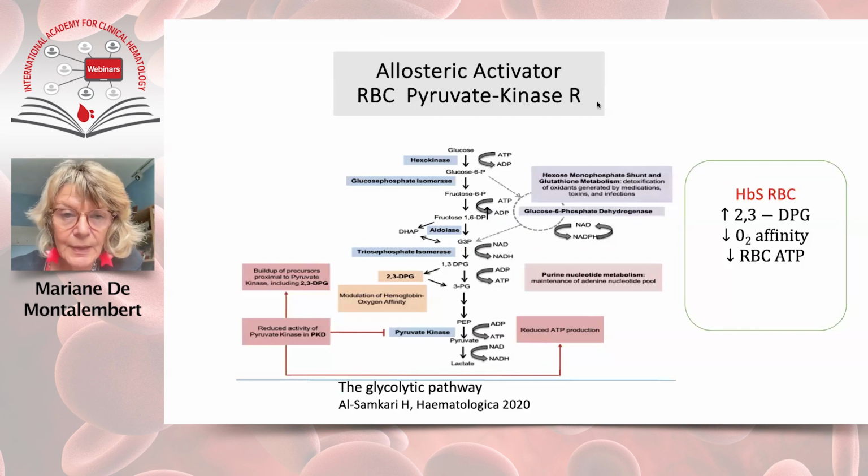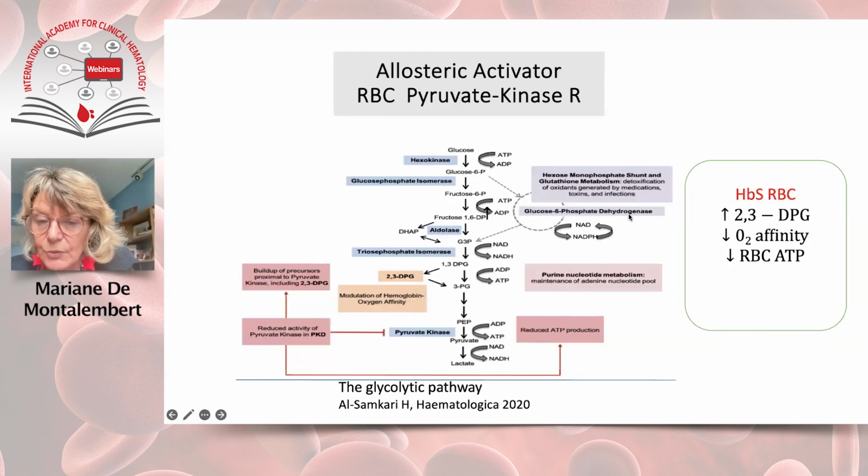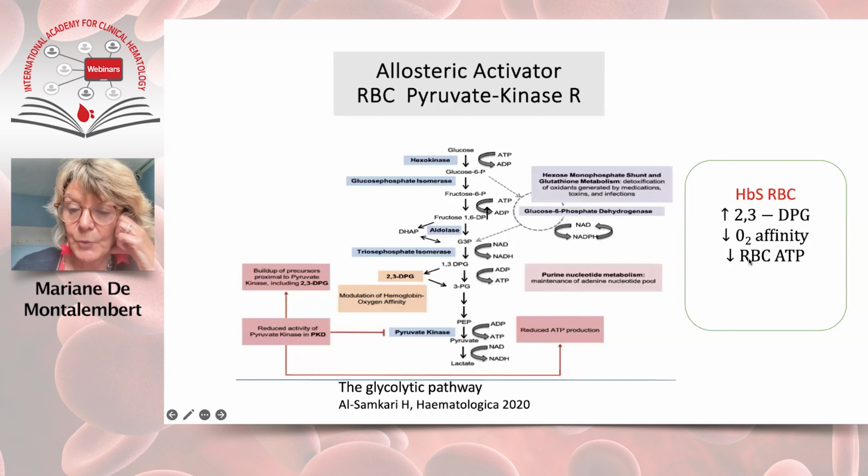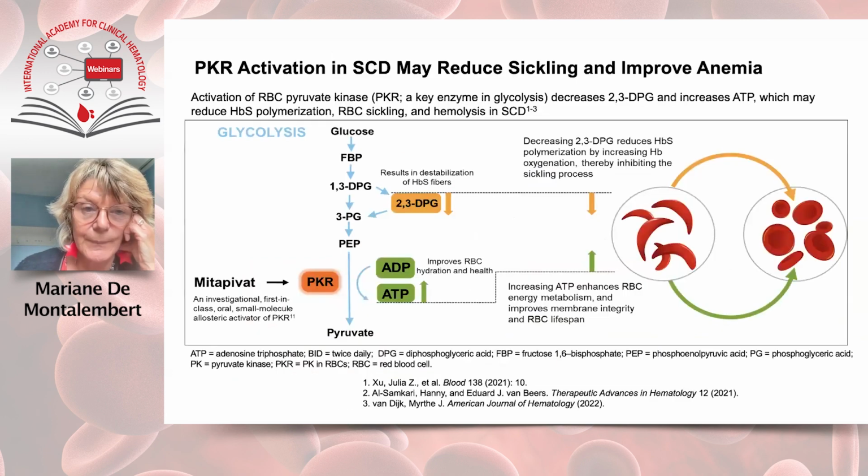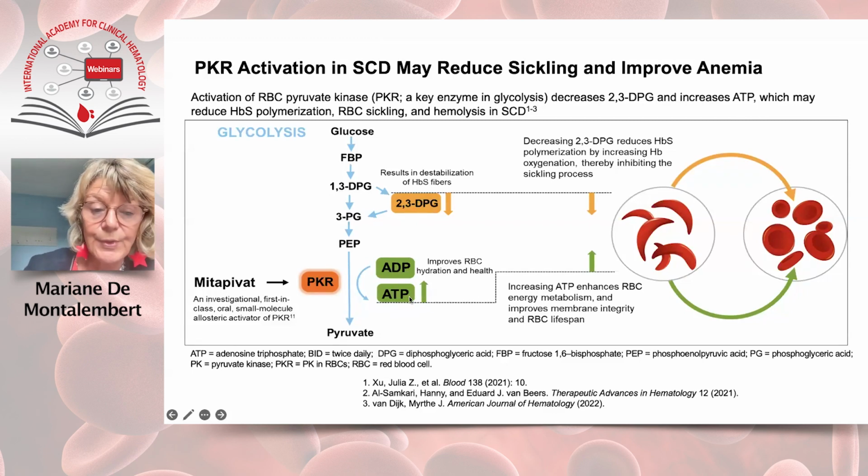Another family, the activators of pyruvate kinase activity. In sickle cell disease, the red cell has an increase in 2,3-DPG concentration, a decrease in oxygen affinity, and a decrease in the production of ATP in red cells. There are two drugs. This one is mitapivat, and here you can see the impact. It decreases 2,3-DPG and increases the vitality of red cells by increasing ATP production.